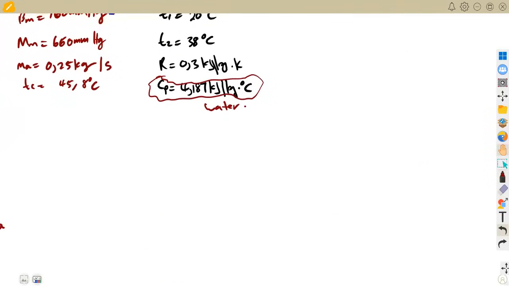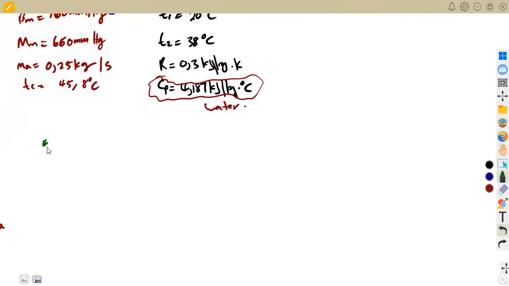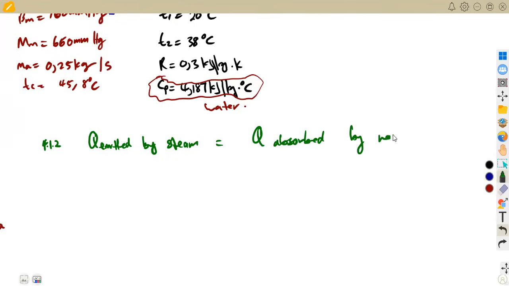So we can think of it to say the heat emitted by steam is going to be equal to the heat that is going to be absorbed by water in this case. So you're going to calculate the heat from steam, which is the enthalpy that you're going to have from the steam, which is going to be the mass of steam times H wet minus HC at the condensate.